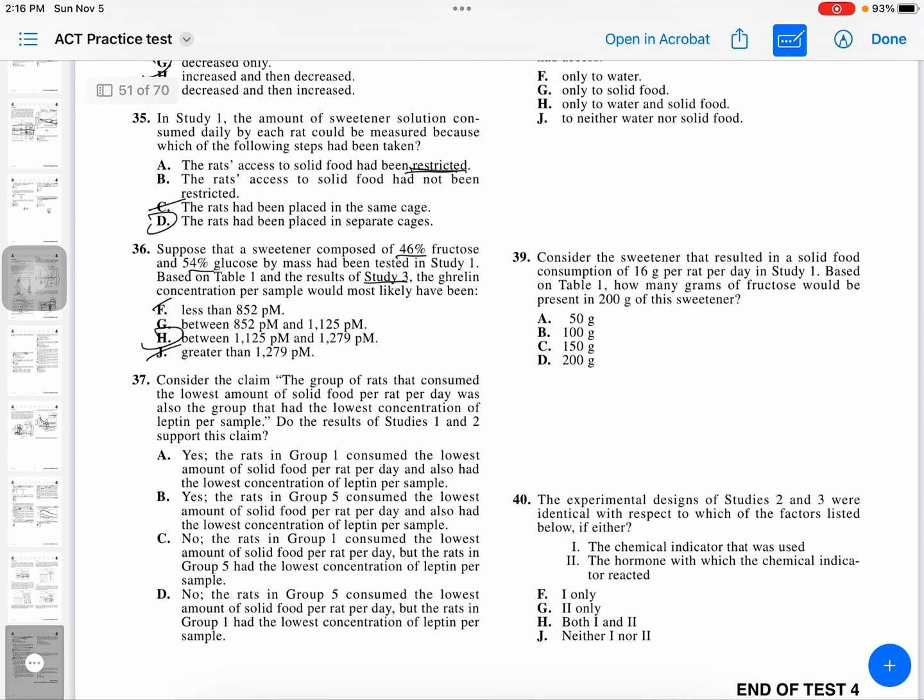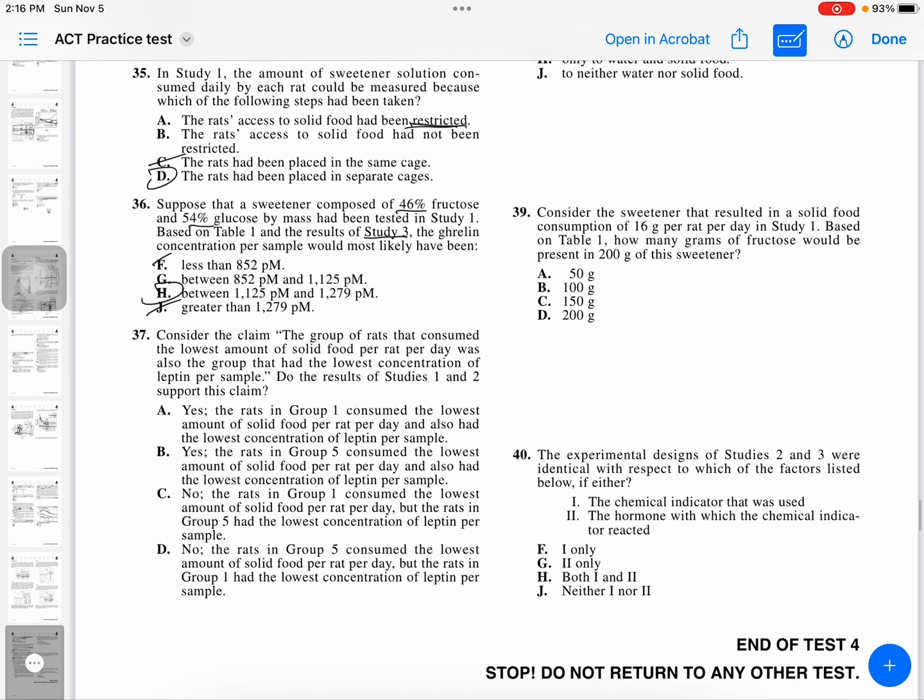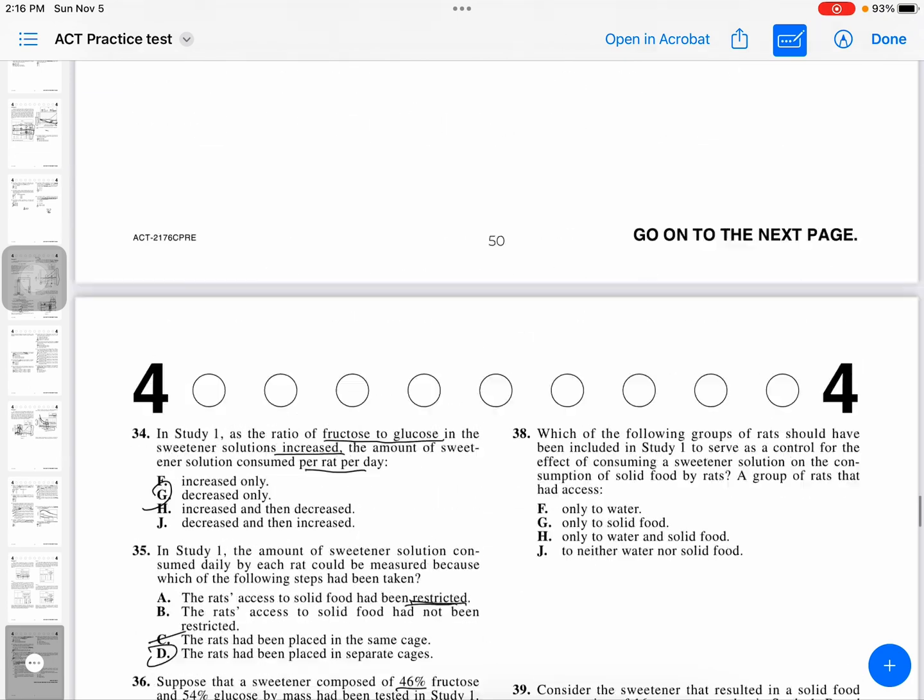Consider the claim. The group of rats that consumed the lowest amount of solid food per day was also the group that had the lowest concentration of leptin per sample. Do the results in Study 1 and Study 2 support the claim? The group of rats that consumed the lowest amount of solid food per rat per day was also the group that had the lowest concentration of leptin.